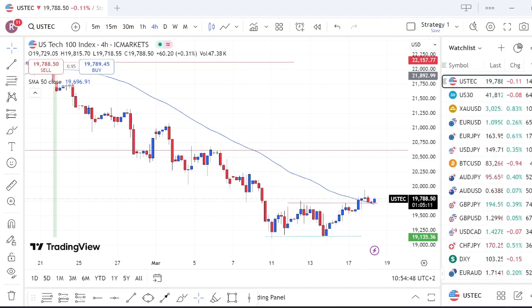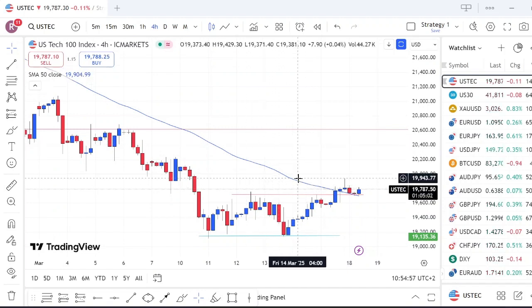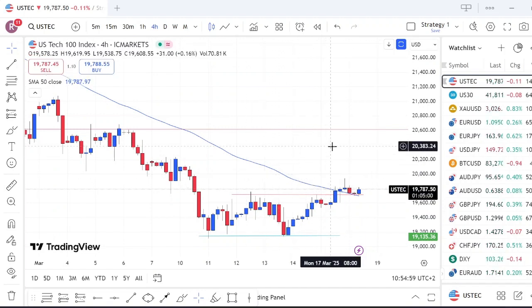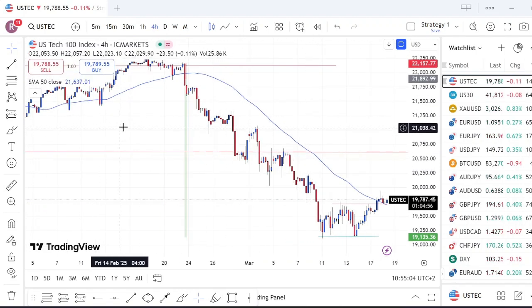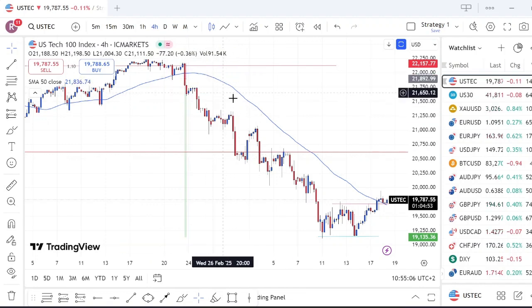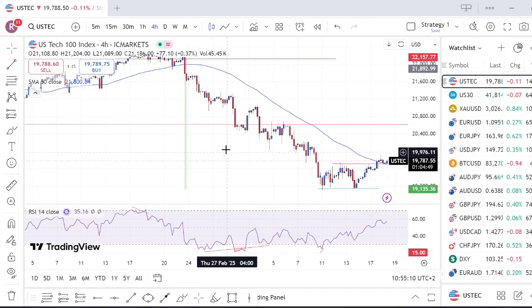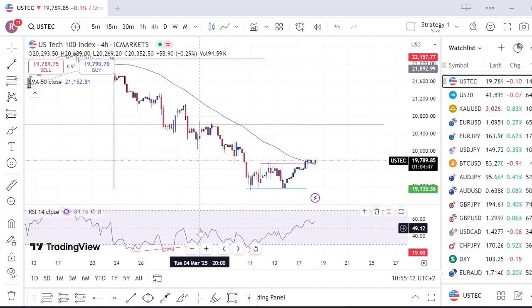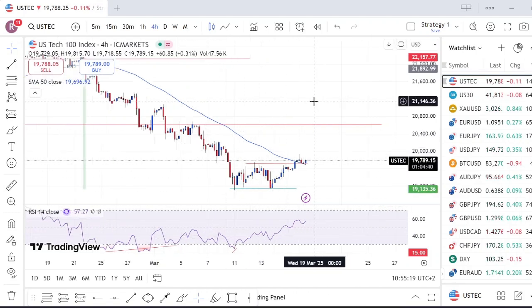Starting with NAS 100 on the 4-hour chart, we can observe that price is currently in a retracement after a bit of a consolidation phase yesterday on Monday. Price was downtrending, had a bearish market for an extended period of time, trading below the moving average of 50. Taking a look at RSI, we could see that it was trailing below 50 as well during this time on the 4-hour, and we pretty much were able to capitalize on some good sales there.